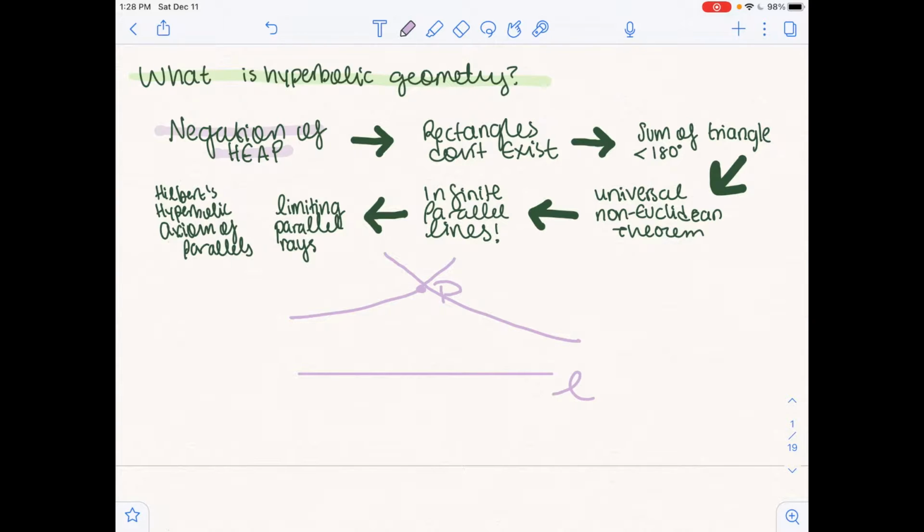From Saccheri's work, it is concluded that in this plane, when Aristotle's angle of unboundedness axiom holds, rectangles don't exist, and triangle angles add up to less than 180 degrees. In this situation, in fact, the universal non-Euclidean theorem holds, stating that there are infinitely many distinct lines through P parallel to L.